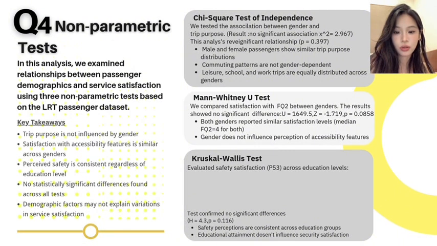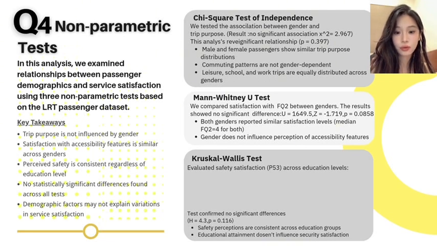For the Kruskal-Wallis test, I examine PR3 safety satisfaction across three education levels because this test handles multiple groups with ordinal outcomes. Safety perception is critical for policy decisions. My result shows H equals 4.3 with p equals 0.116. So I failed to reject the null hypothesis. All education groups show similar safety satisfaction scores across high school, bachelor's degree, and graduate levels.